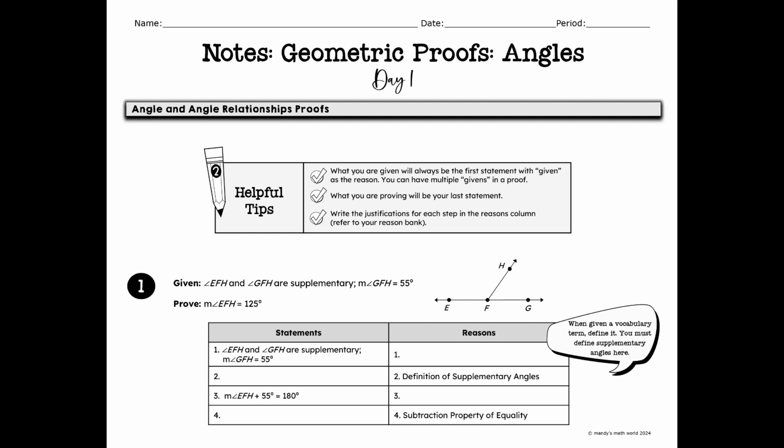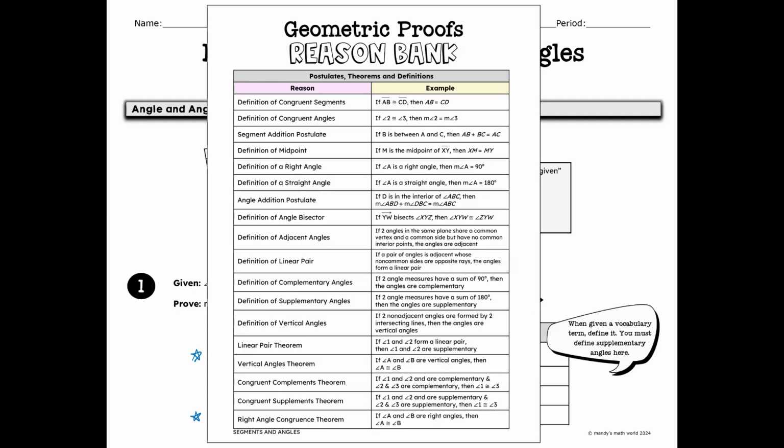The first thing is what you're given will always be the first statement with given as your reason. What you are proving will be your last statement. You're going to write the justifications for each step in the reasons column, and you're going to refer to your reason bank for those reasons or those justifications.